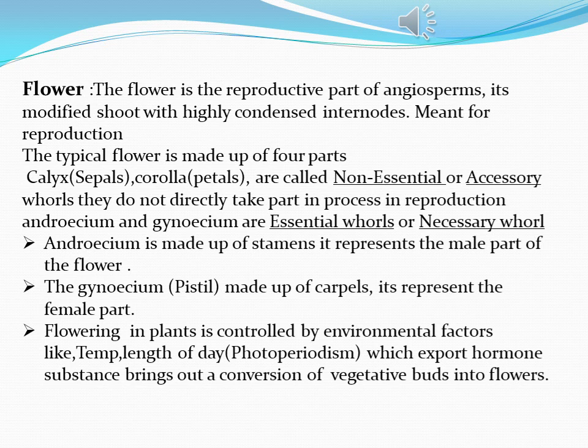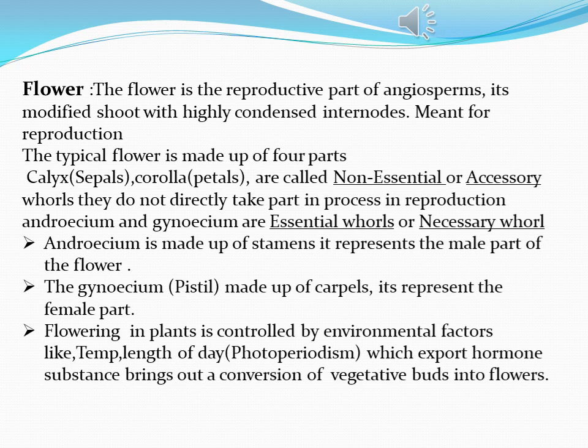Okay. So next, androecium and gynoecium are essential whorls or necessary whorls. Why are they essential? Because without these two parts the flower can't go for reproduction. So because of that, these two parts are called essential or necessary whorls.